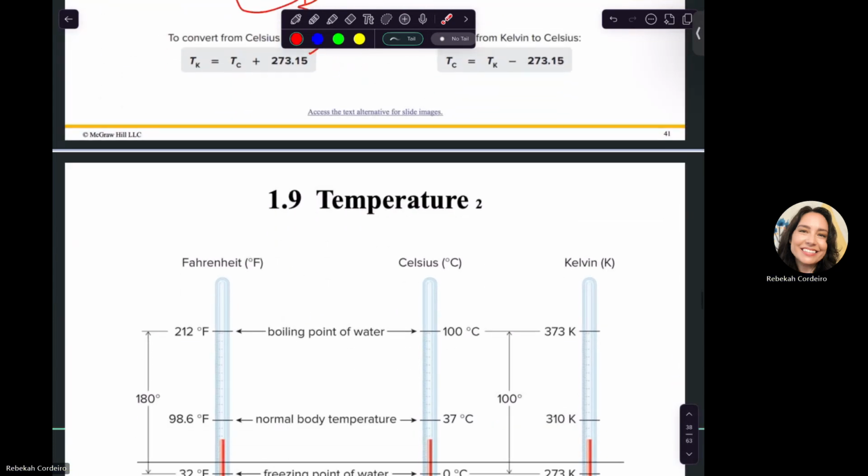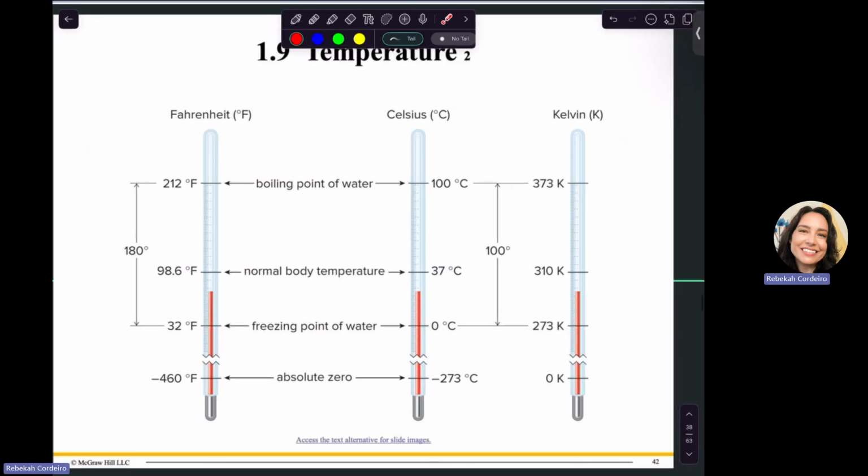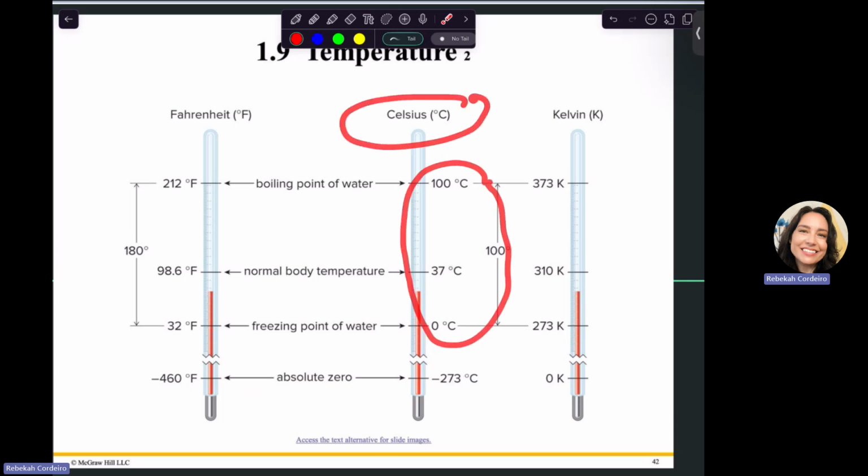Here's a little scale just kind of showing you absolute zero is negative 460 Fahrenheit. If you're more familiar with Fahrenheit, that's how cold that is. Space is a little bit above that, like 2 or 3 Kelvin. Freezing point of water in all 3 scales. Celsius, you can clearly see, is based on water, right? 0 to 100 for water. So actually Celsius is what we're going to use in the lab. Celsius is what most scientists use.